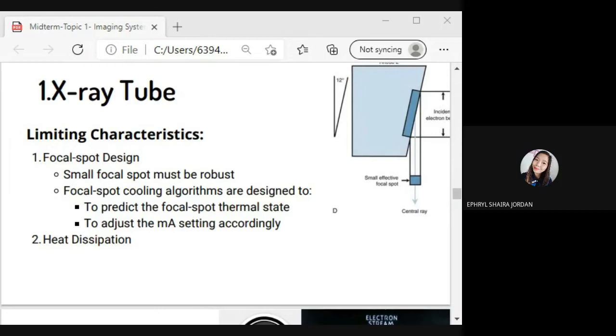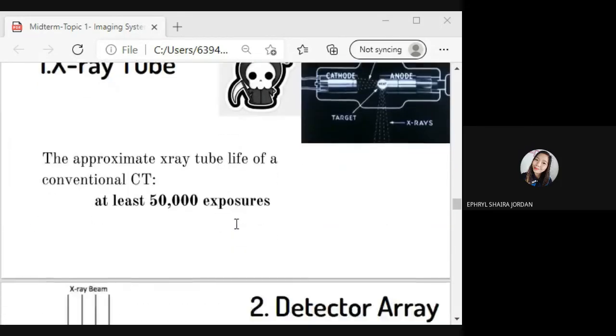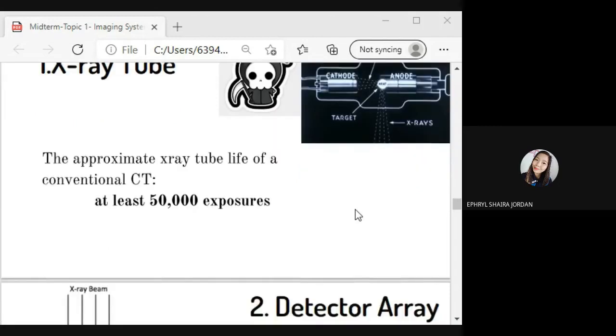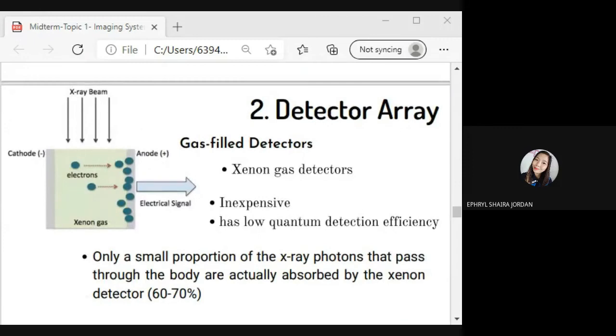And lastly, the heat dissipation. The life expectancy of an X-ray tube is at least 50,000 exposures. The second subsystem of the gantry is the detector array or the detector arrays.